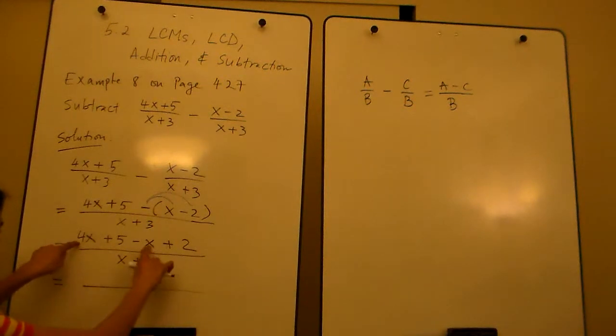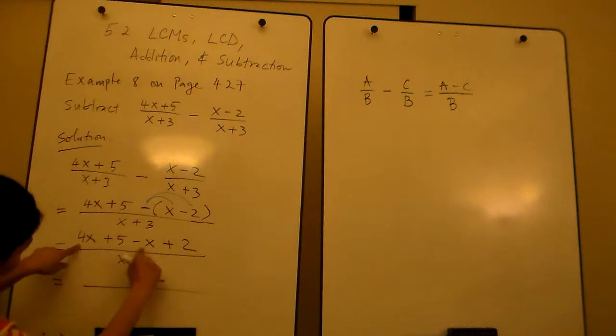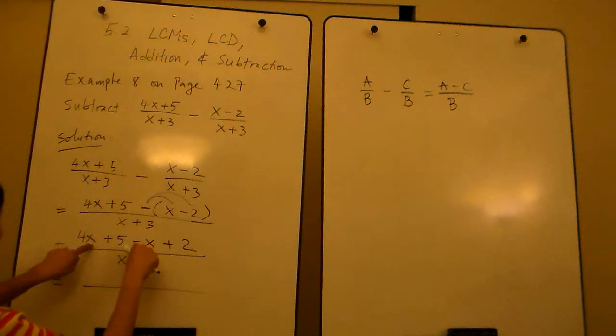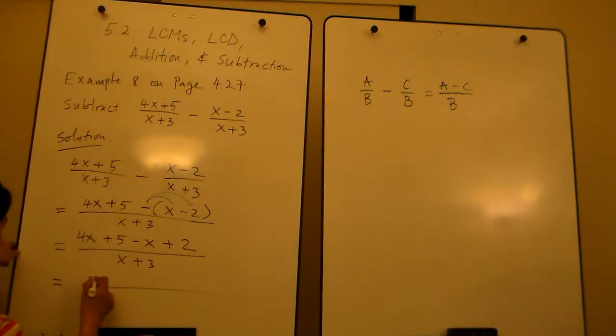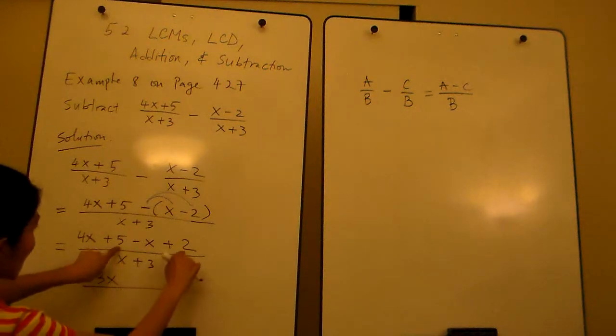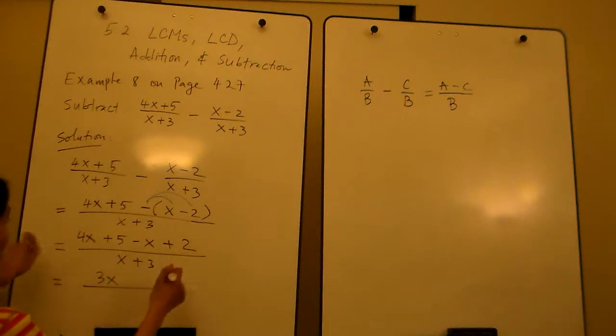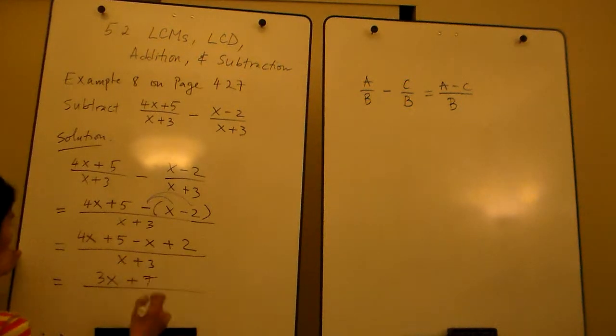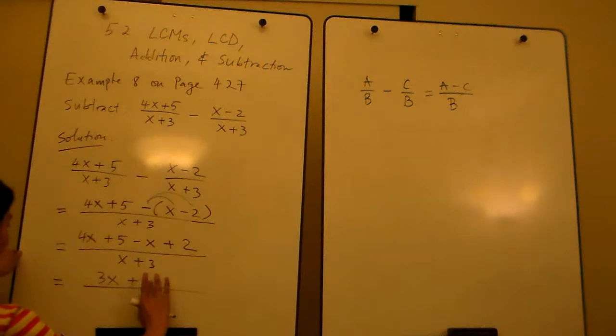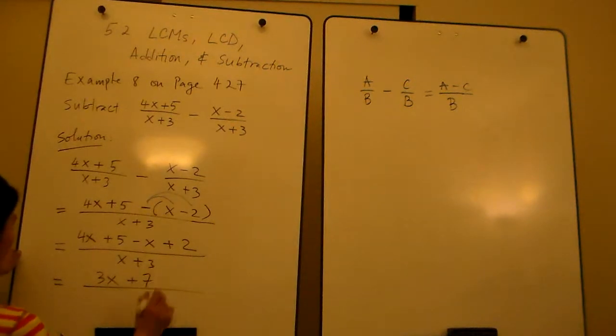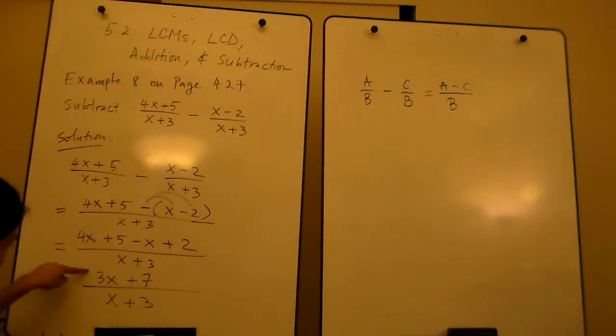4x, you know that you can combine with this, right? Because they are like terms, both have x as the variable. So 4x subtract x is 3x. Okay? 5 is another constant, so you know you can combine these two like terms. So 5 plus 2 is 7. Okay? 7. The denominator is x plus 3. Now, the numerator is 3x plus 7.